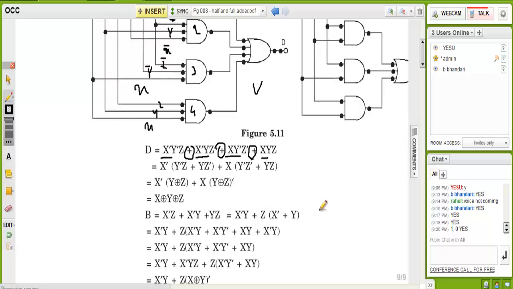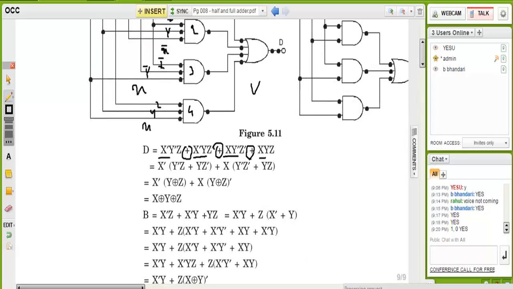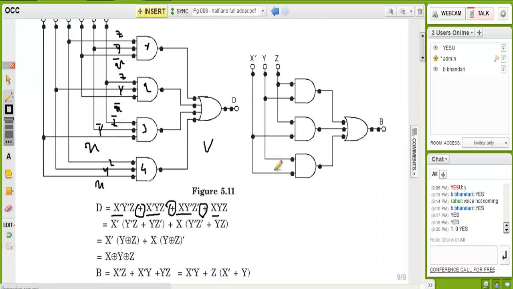And the same for the borrow, for getting the borrow we use this circuit. So by getting the relation of x, y, z, we have to implement the circuit. So in that way we have to build our digital circuit.